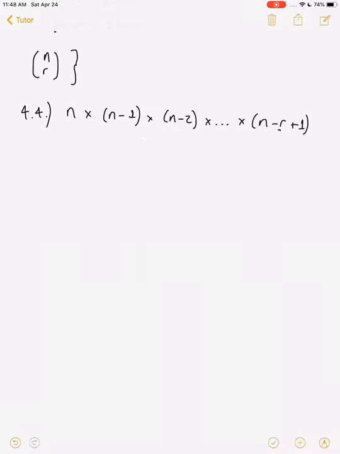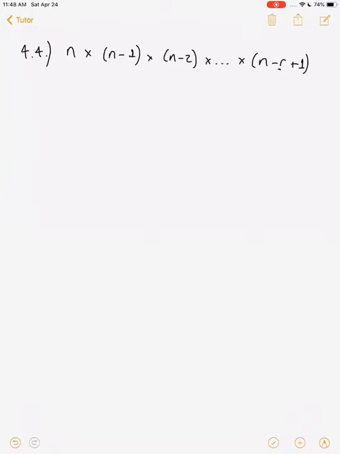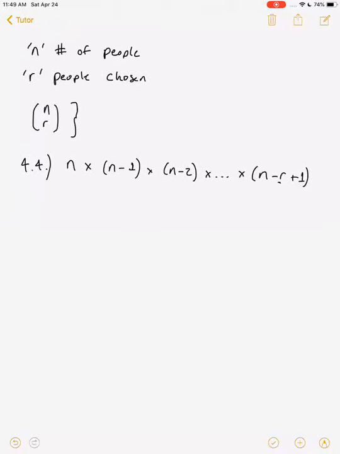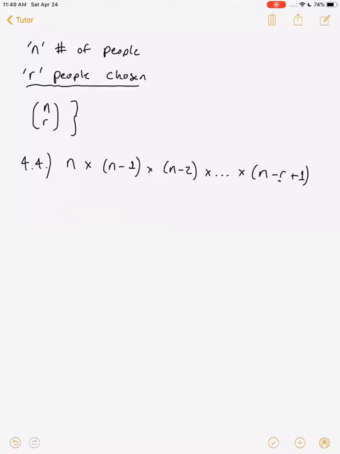Okay, so this would be our final answer if order did matter, but order doesn't matter. So we're not done, right? So what have we been doing when order doesn't matter? What have we been dividing by? Do you know what we're dividing by? We divided by R. Yeah, by the people that are chosen. Exactly, right? Because we've always been dividing by the number of people we have to choose.